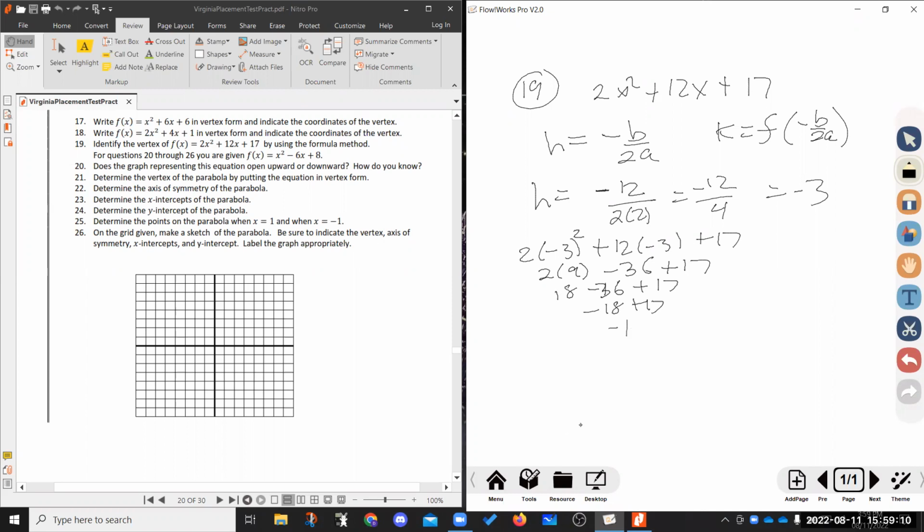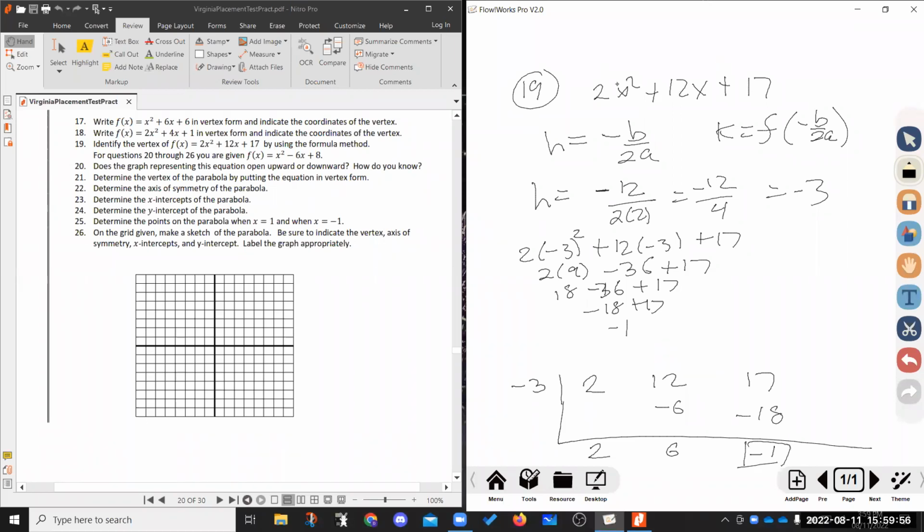Now there's another way that I could have gotten that answer using what's called synthetic division, and I'm going to do that now. I'm going to take this negative 3, put it here, and then I'm going to write the coefficients up here, 2, 12, and 17. I'm going to bring the 2 down, and I'm just going to multiply and add. Then I'm going to multiply and add. And this last number over here is going to be my function value.